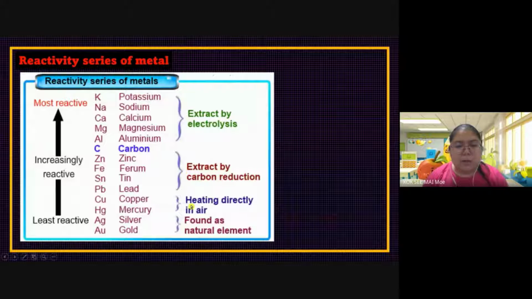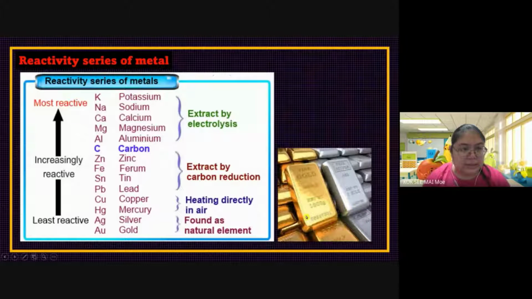Okay, and the last one, you see the lead and also the copper. Copper and mercury, they're just heating directly in the air. Just heat the copper and mercury. And the last one, the silver and also the gold, that one is natural. So we no need to do any electrolysis. No need to extract anything. So from here, that one is a natural thing.